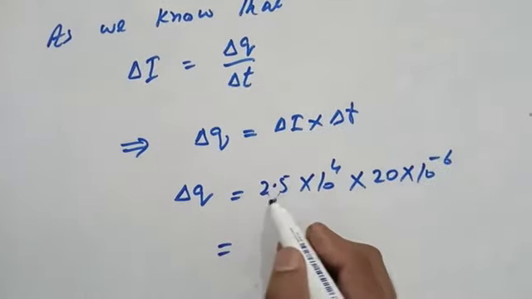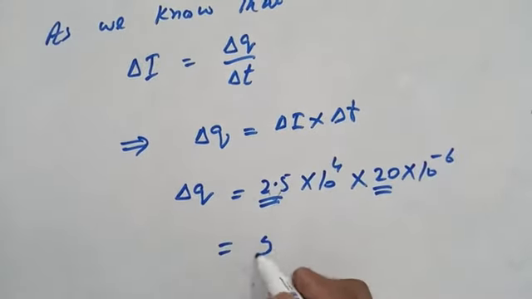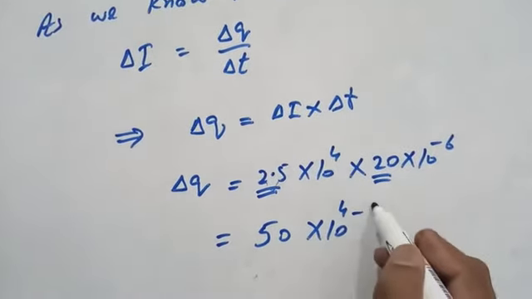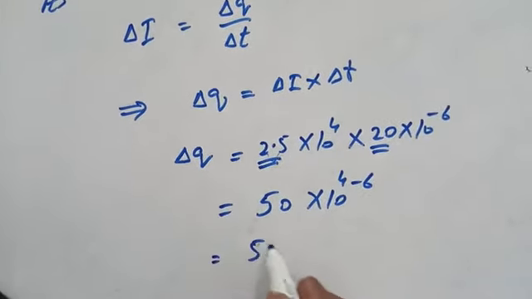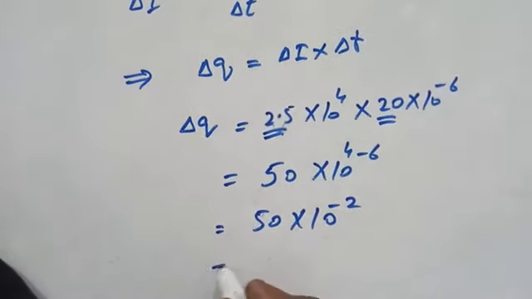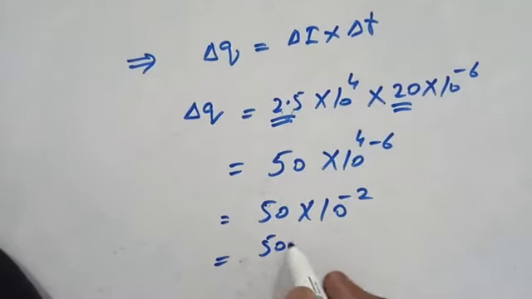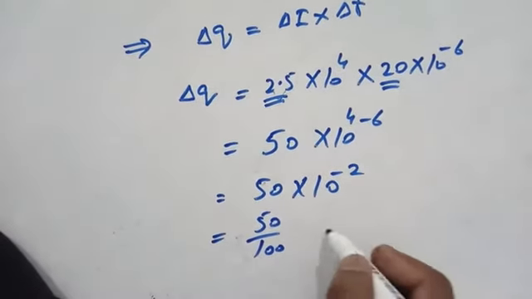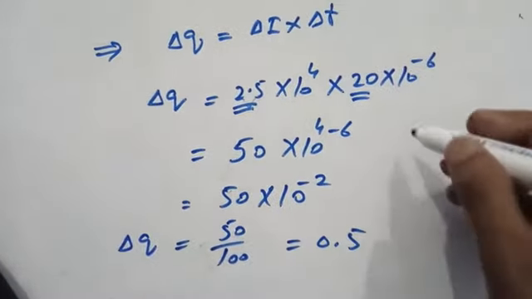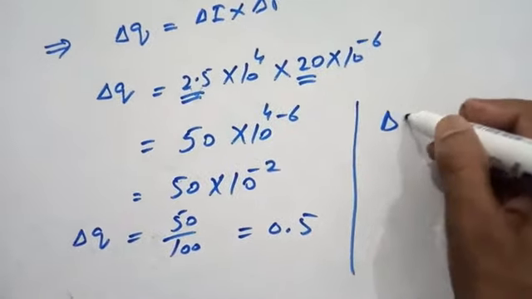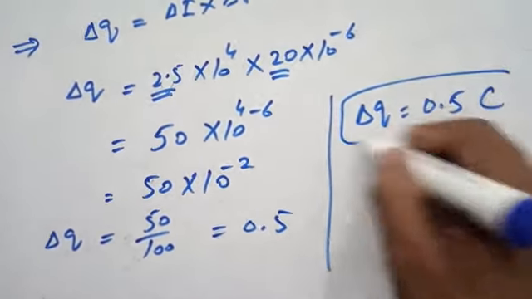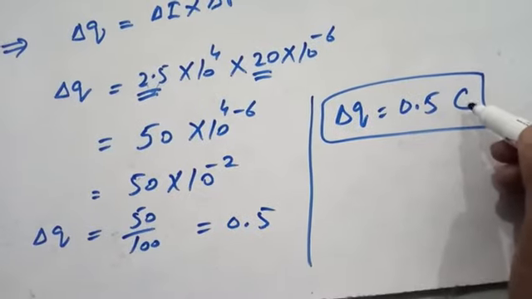Now multiplying these two terms, we get 50 × 10^(4-6), that becomes 50 × 10^-2, and it can be written as 50 over 100, that is 0.5. So the required amount of charge is given as 0.5 coulombs. Coulomb is the SI unit of charge.